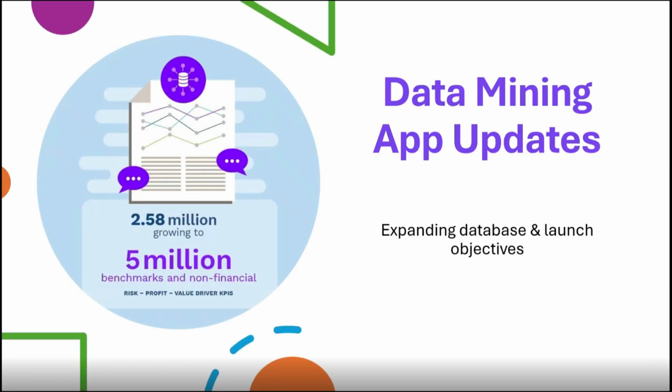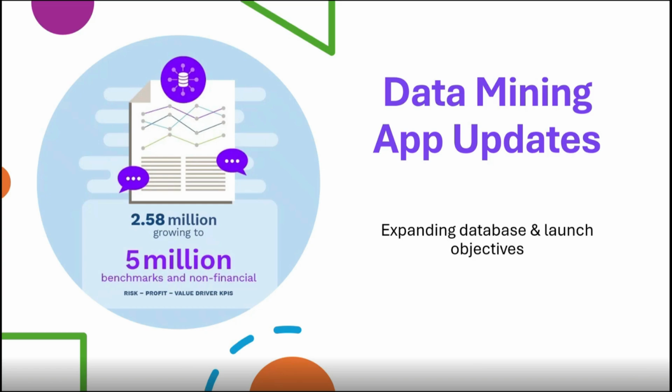So let's now move into a quick overview of the data mining app updates. As we've talked about throughout the CGT reform session, the data mining app data benchmarks and reporting can be used to validate all assumptions with independent comparable data. It is the only source of non-financial KPI data, and as we said, it goes to about 5 million, hopefully by the end of December 2026. Not only can it support your valuation assumptions, but it can also be used for improvement planning.